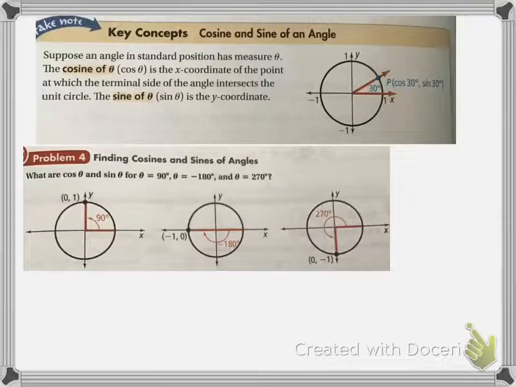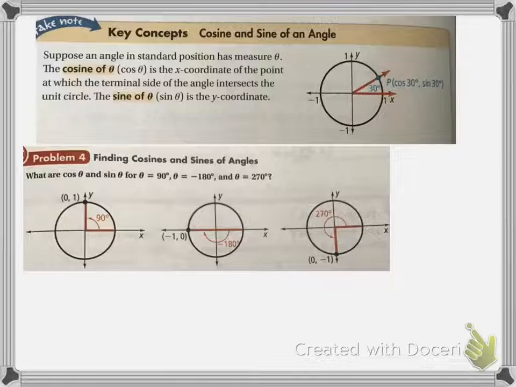And here's your first picture of a unit circle, and what you'll notice is that the radius is always 1 on each axis. So if you look right, up, left, and down, it's all 1 or negative 1 depending on where it is. Suppose an angle in standard position has a measure theta. The cosine of theta is the x-coordinate of the point at which the terminal side of the angle intersects the unit circle. The sine of theta is the y-coordinate. So cosine theta is your x, sine theta is your y.